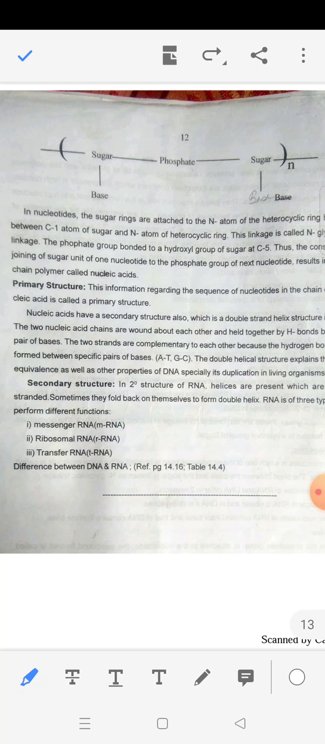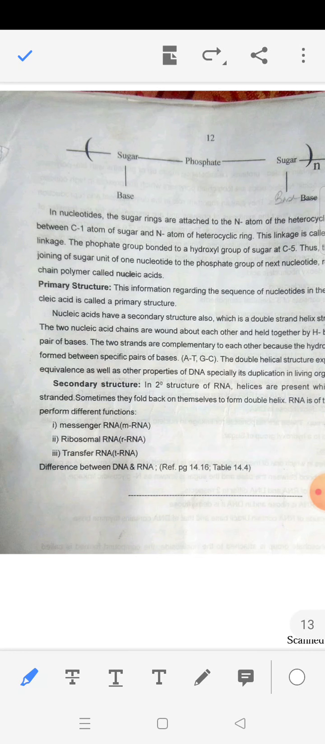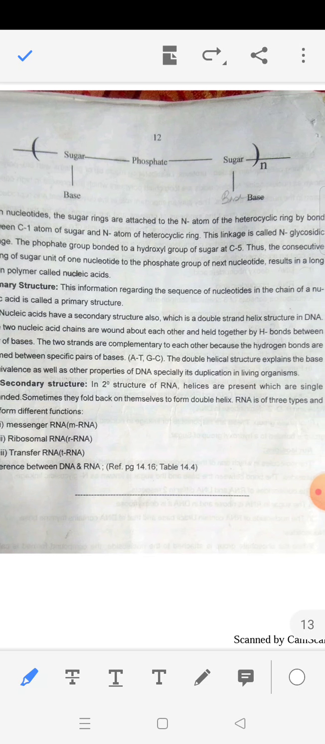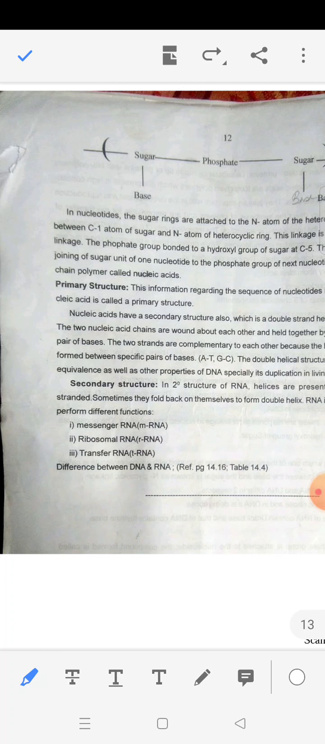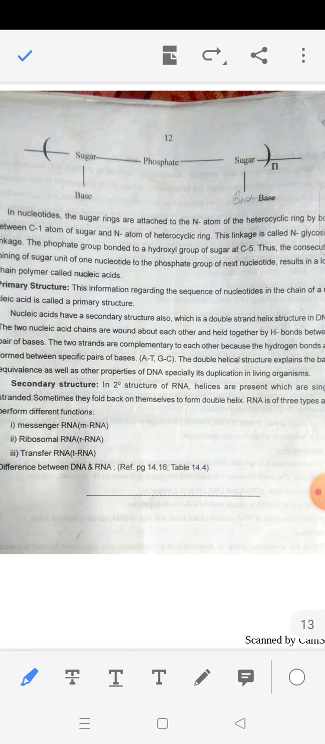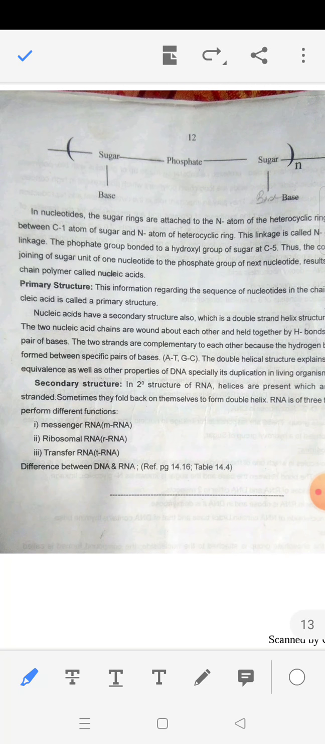The phosphate group is bonded to a hydroxyl group of sugar at C5. So phosphate group is attached to which group of the sugar? Hydroxyl group of sugar. As you know, ribose is also a polyhydroxyaldehyde. And the consecutive joining of sugar unit of one nucleotide to the phosphate group of the next nucleotide results in a long chain polymer called nucleic acids. So in the nucleic acids also, just like protein, we have a primary and secondary structure. This information regarding the sequence of nucleotides in the chain of nucleic acids is called primary structure.